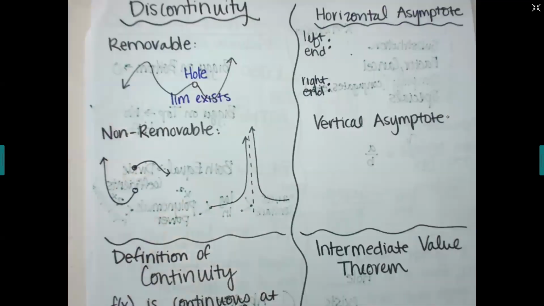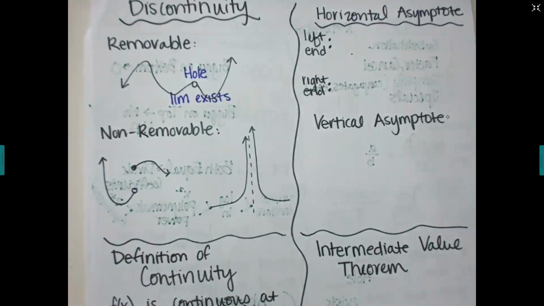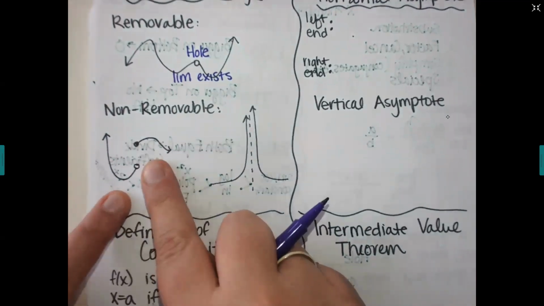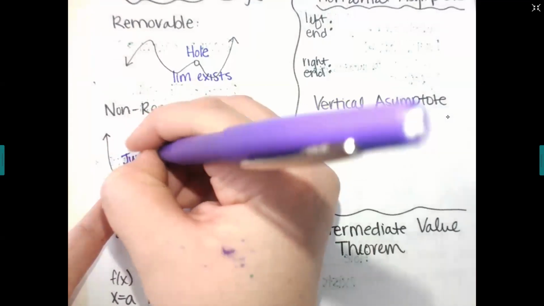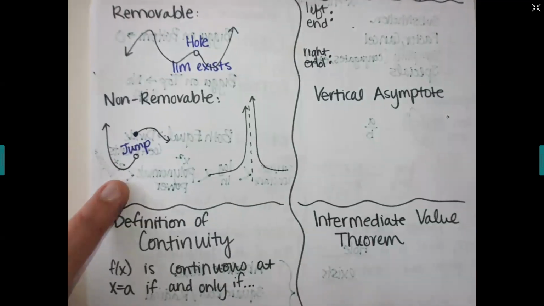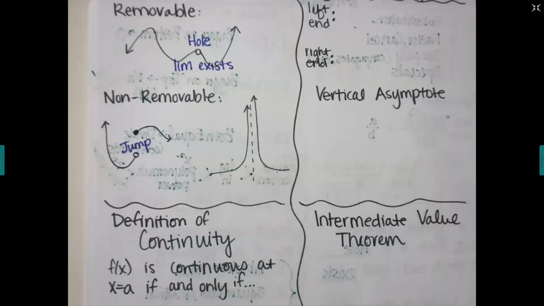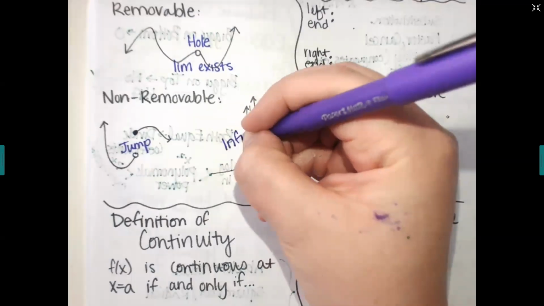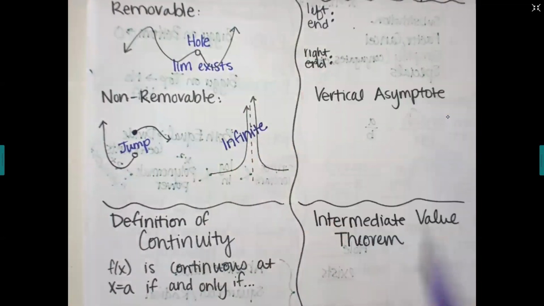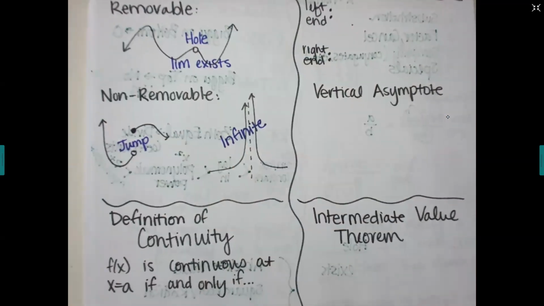Okay, girls, we ready? For non-removable, there are two types. Do we remember the name of this type? Jump. And you should be able to tell from your picture that your one-sided limits exist, but they don't equal each other. And then do we remember for an asymptote what it was called? It's infinite, very good. Just to clarify, it doesn't have to be that your asymptote is up. It could also be an asymptote down. You would still call that an infinite discontinuity.